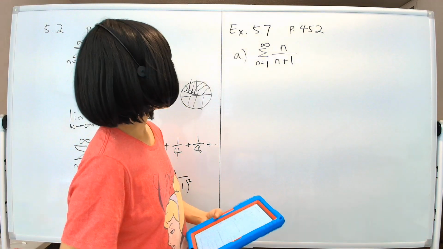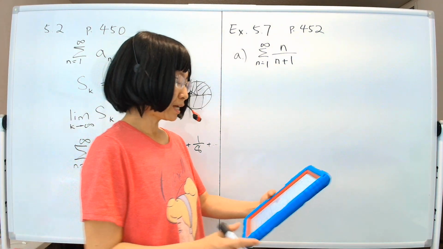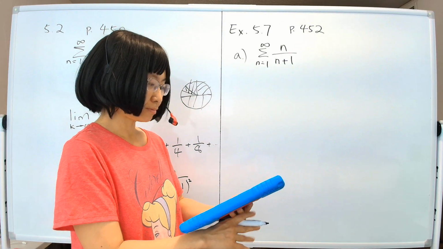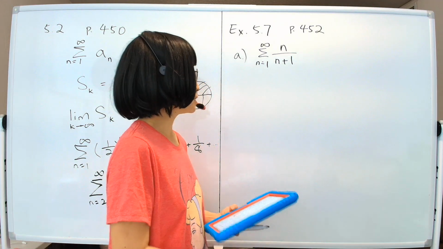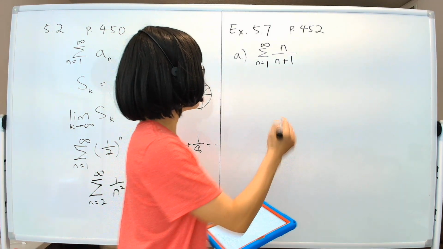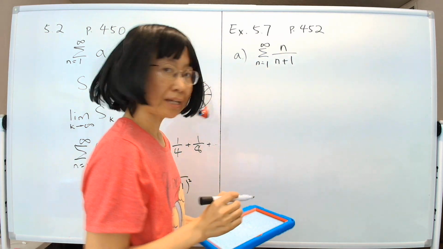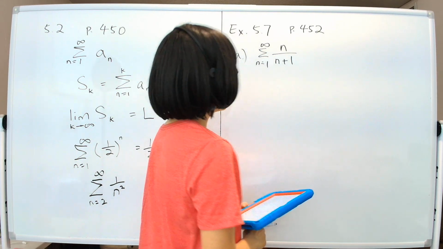Now let's look at example 5.7 part A. We have a bunch of stuff to be added up, and the question is, does this add up to be anything, or does the series diverge, which means it goes to infinity? Now, as you can see, each term is in the form of n over n plus 1, right?